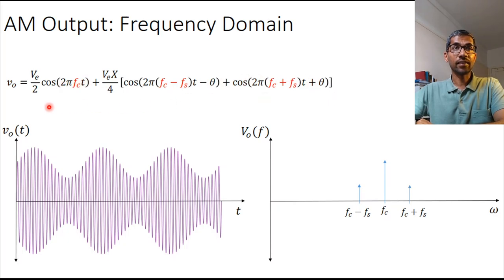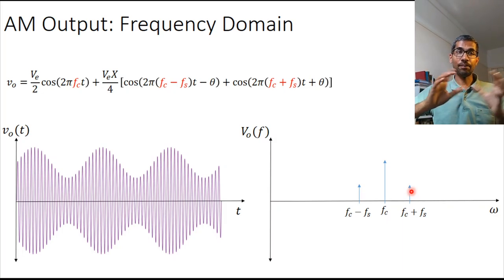This is the output, and what you get is a signal at frequency fc. At fc the amplitude of the signal is VE over 2, so there's a spike at VE over 2. And at fc minus fs and fc plus fs, you have an amplitude of VEX over 4. So there are two more points on the signal.